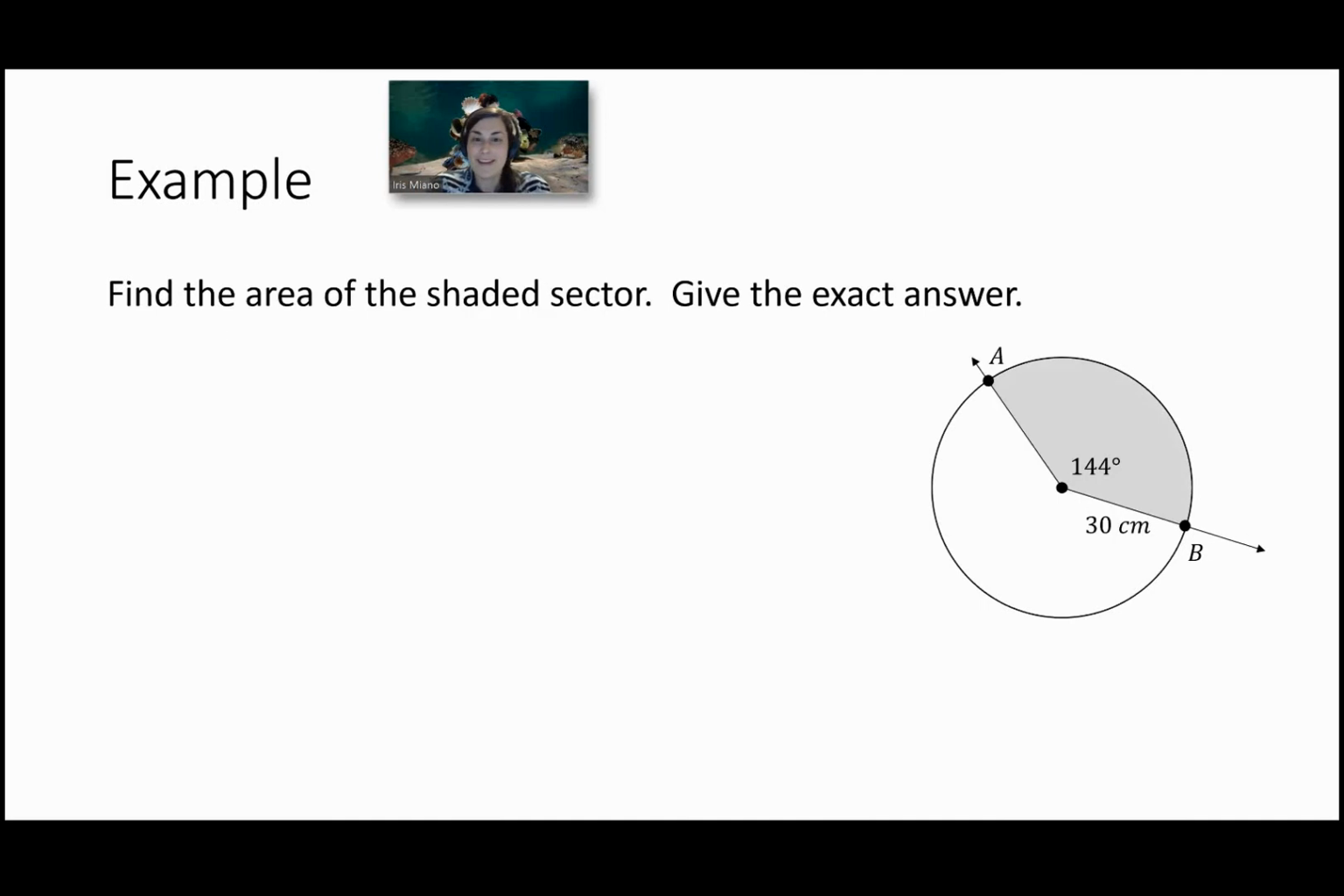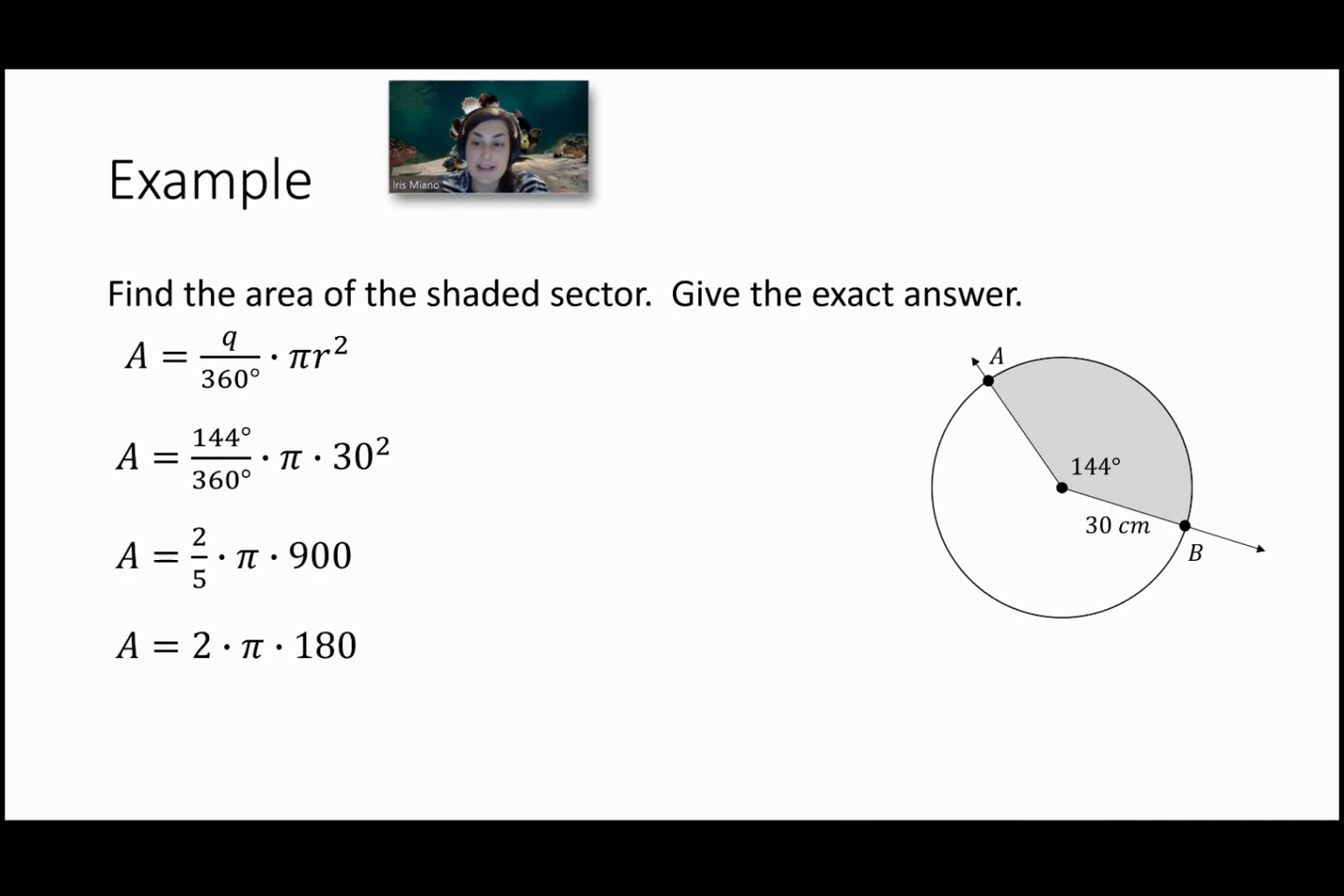Moving on. Area of a sector, the shaded sector here. Notice again that we have the central angle of 144 degrees. We have the radius. That's all you need. Reference the formula. There it is. Put in 144 for θ, 30 for r. Simplify, simplify, simplify. Affix the appropriate units. And remember, giving an exact answer means that your pi comes along for the ride.